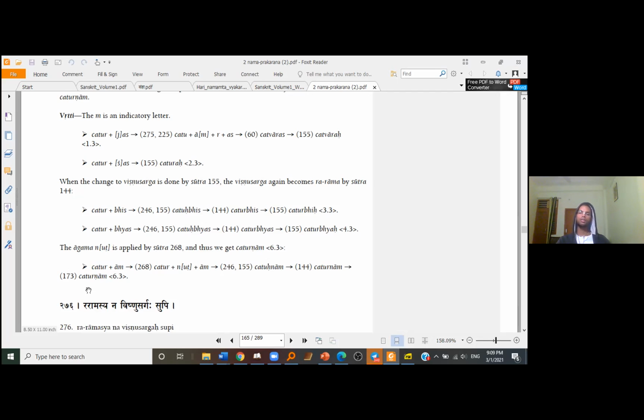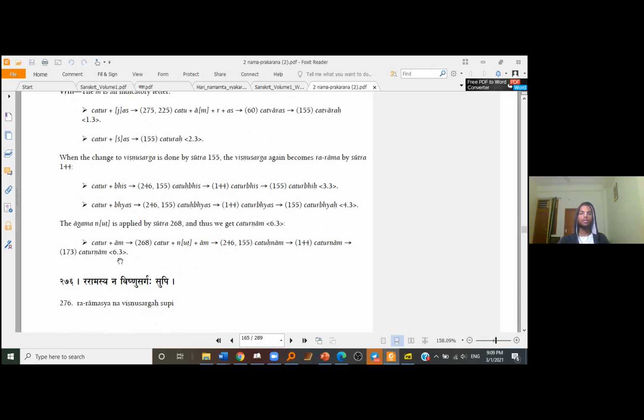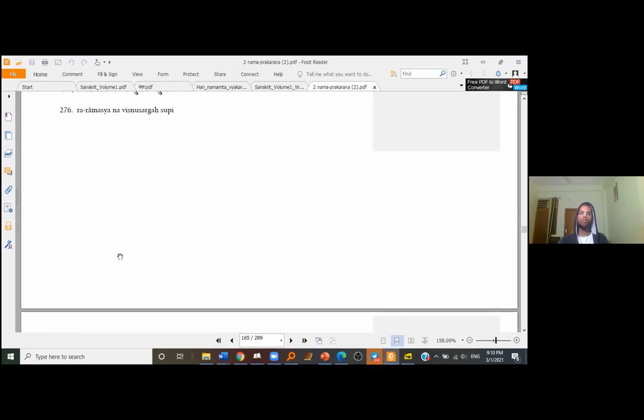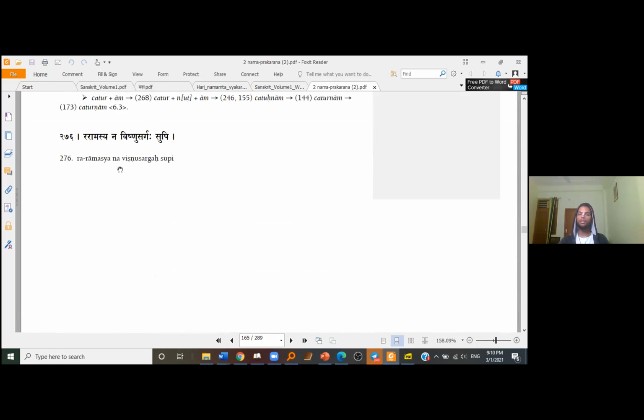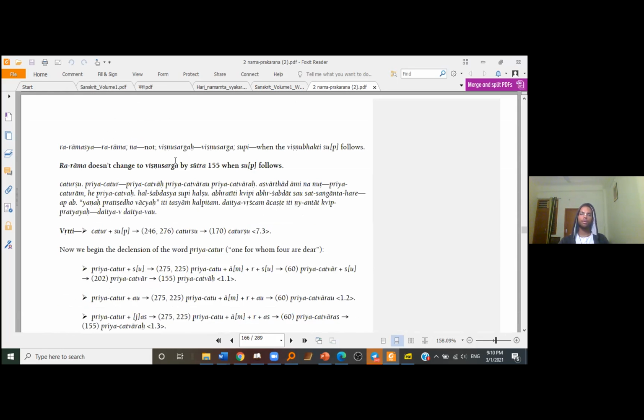Chaturnam and then Chaturnam Rasharidyabhyanasena Ramasena Vishnu Sarga Supi. And when Sup follows, which is 7-3, then Rama doesn't change to Vishnu Sarga by Sutra 155, which is Sara Ramyur, when Sup follows. So Ramasena Vishnu Sarga Supi, it's prohibiting, doing Nishedha of that sutra. So when it is Chaturyukta Sup, ideally it should be Purvasya Vishnu Padavatvam and Sara Ramyur. But it says no need to do that. No Vishnu Sarga.